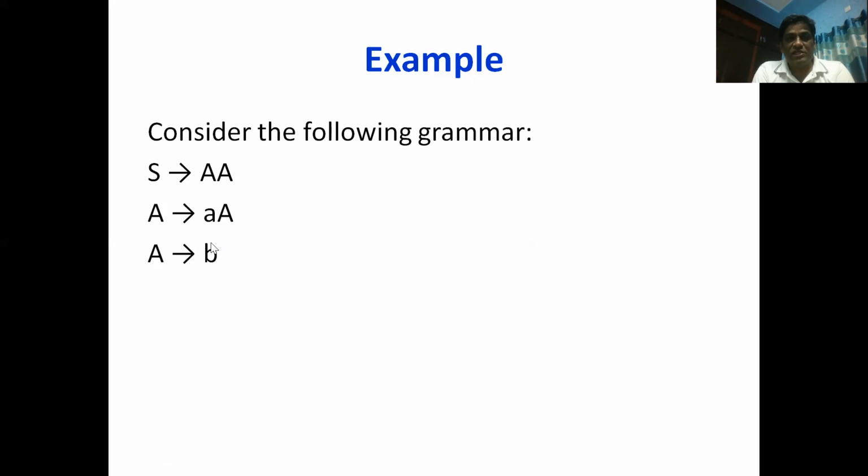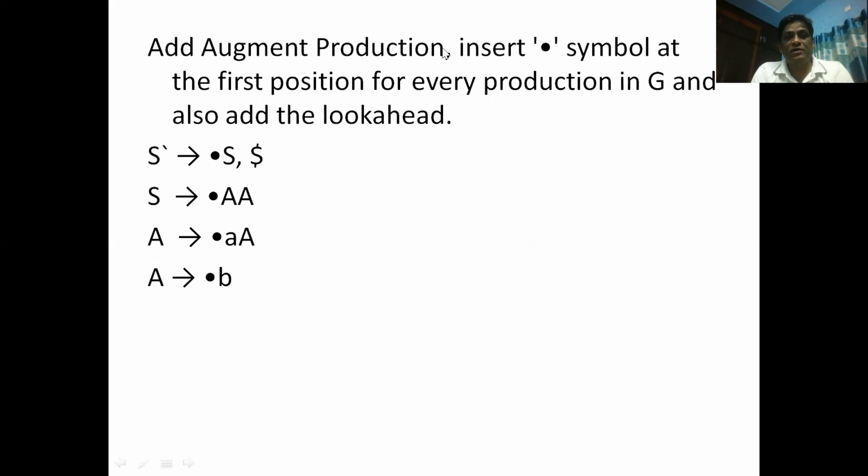Step 2 is adding an augment production and inserting a dot as first symbol of every production, and also adding a look ahead symbol dollar for the augment production. So the augment production is simply S dash implies the original start variable S, with a dot at the first position of every production, and the augment production will have a look ahead symbol dollar. This step is same as CLR parser, so there is nothing new here.